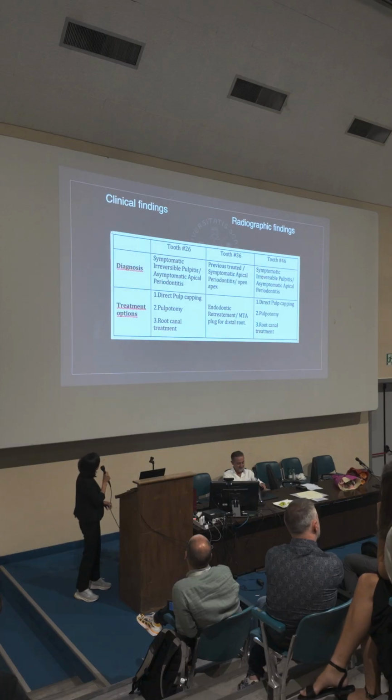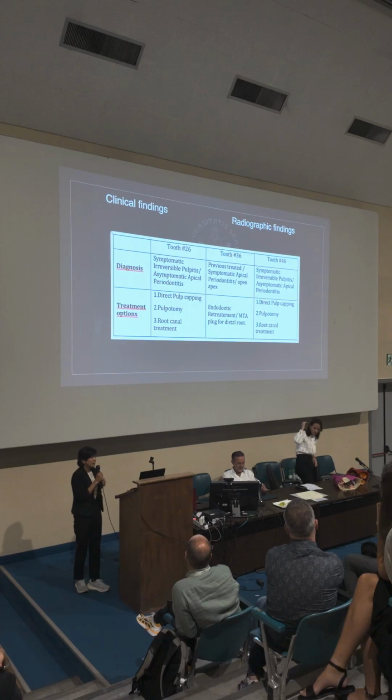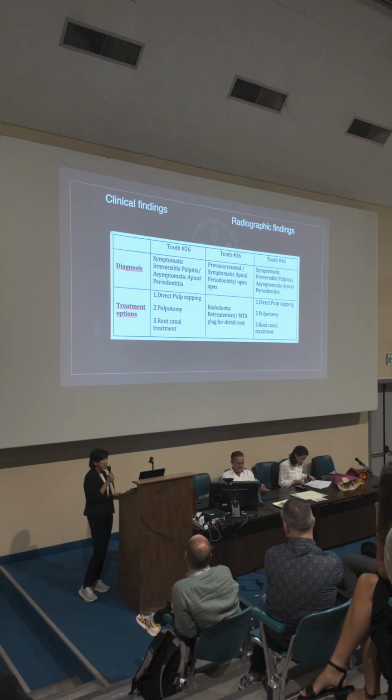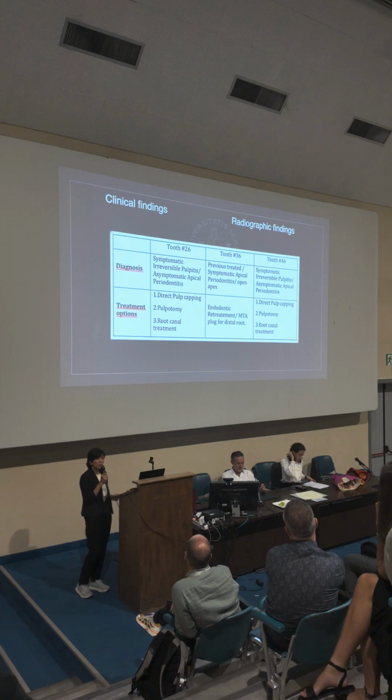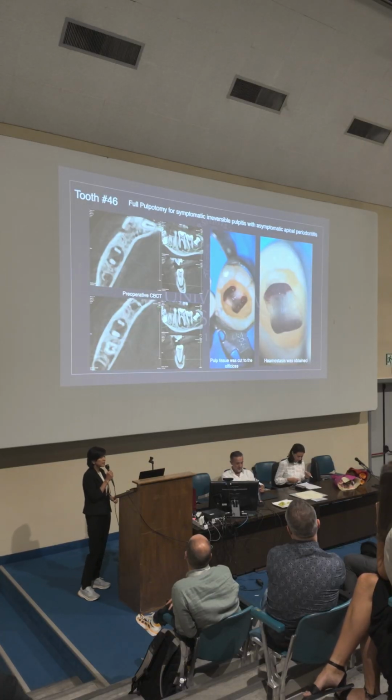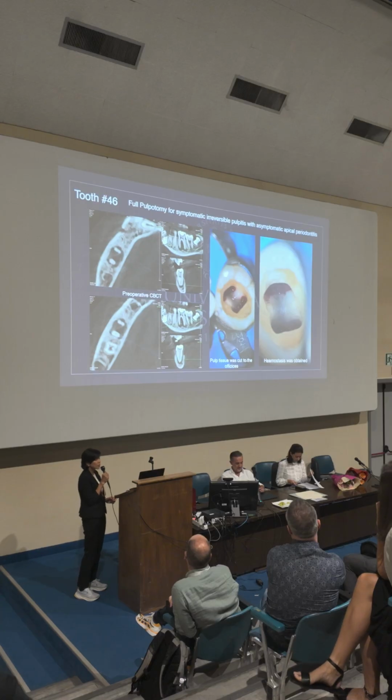With this diagnosis, my treatment plan was to try to keep the vital pulp of teeth number 2-6 and 4-6, and to do root canal retreatment with an apical plug for the distal root of tooth number 3-6. For tooth number 4-6, as you can see in the CBCT, there are large lesions around the distal and the middle root.